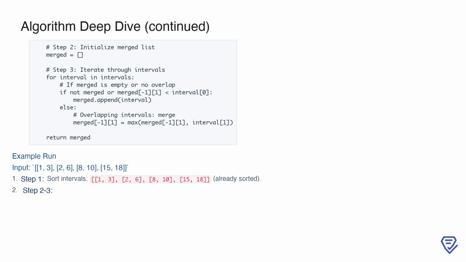Otherwise, if there is an overlap, we update the end value of the last interval in merged to be the maximum of its current end and the end of the overlapping interval. After completing the loop, we return the merged list, which now contains all intervals merged correctly. Let's walk through an example to see this algorithm in action.